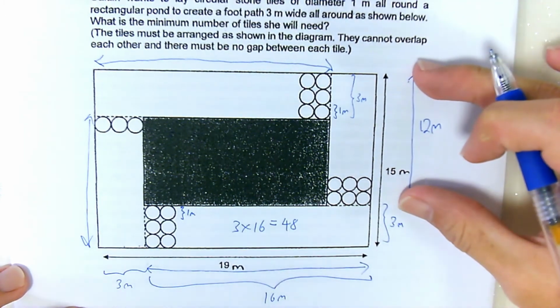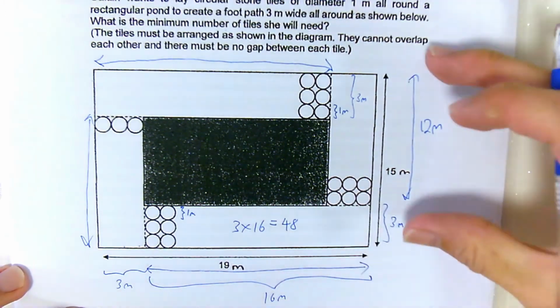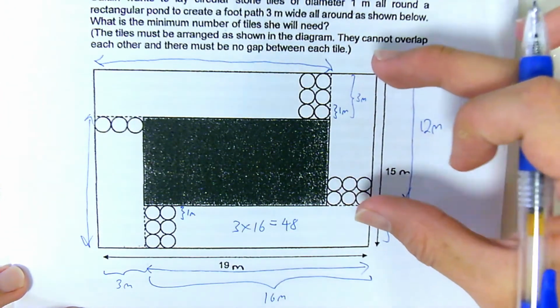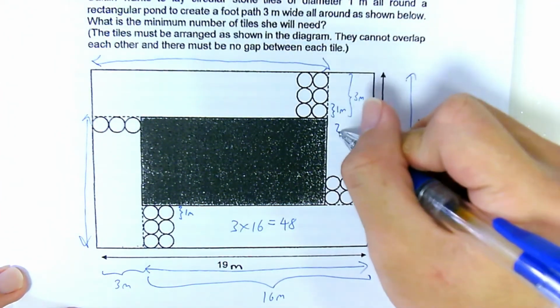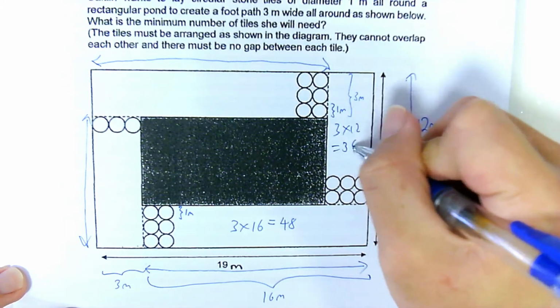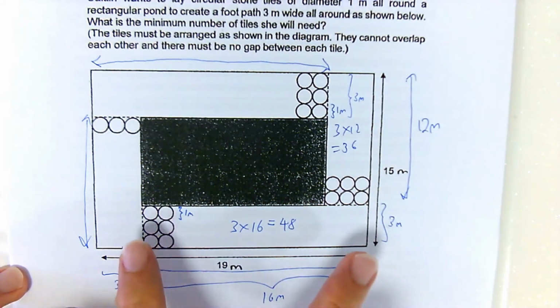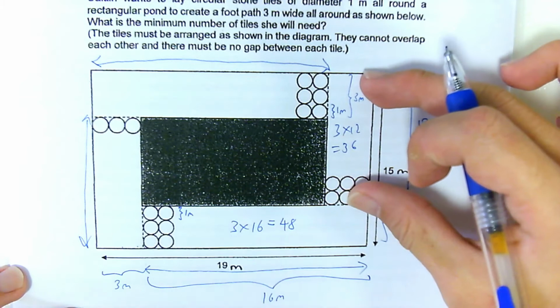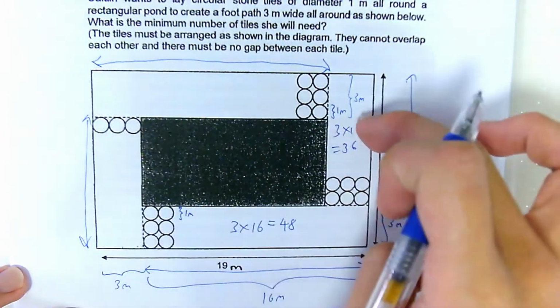12 meters can fit how many circles? One circle is 1 meter, so 12 meters will put 12 circles. So it's 3 rows of 12 circles. So 3 times 12 giving us 36. Remember, I take this one plus this one, I times 2. Then I'll get this and this, so I'll get all 4.